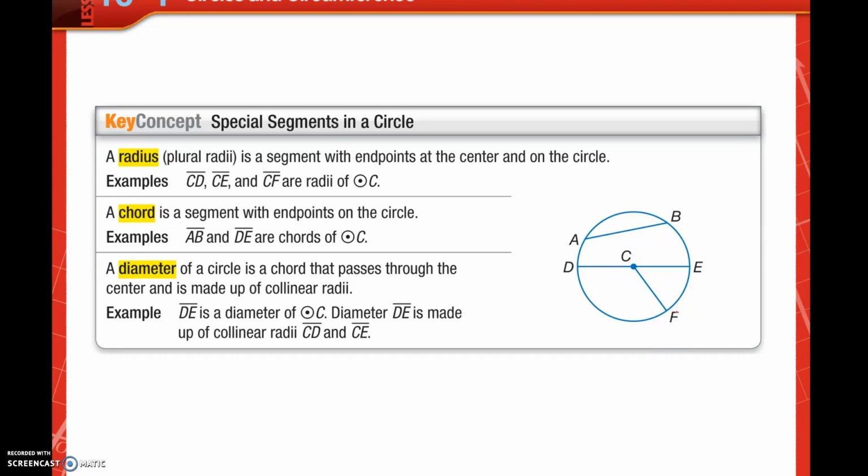So again, like I said, a radius goes from the center and it goes to the edge of the circle, and we're going to name them like a line segment. So CD is a radius from here to here. CE, here to here, and CF. Those are our radii. A chord is anything that goes from one side to the other. So AB is a chord, and DE is a chord. Again, two letters with a line over it are all chords. Notice we're naming the circle with a little circle, and then the letter of the center there. And then an example of the diameter is DE. It's a chord that goes through the center.